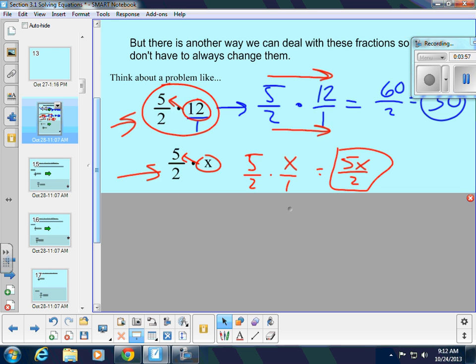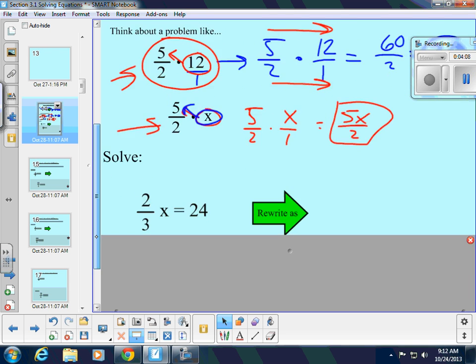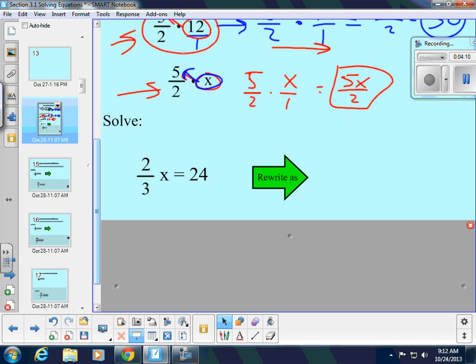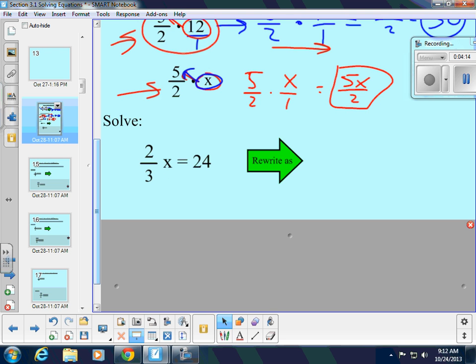But the shortcut way I'm telling you is that if you have a variable times a fraction, then I can just multiply that variable times the top number and rewrite it like that. That'll help us in an equation, because now, as opposed to changing that fraction into a decimal and having to go right to my calculator to figure out the answer, I don't have to be so dependent on my calculator.